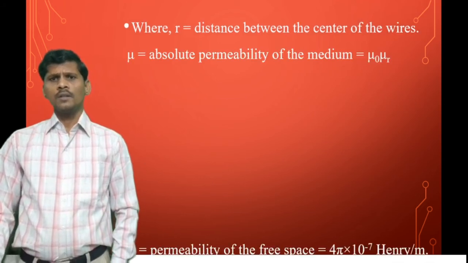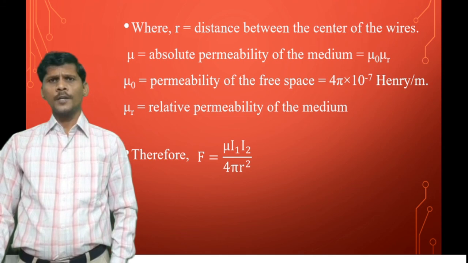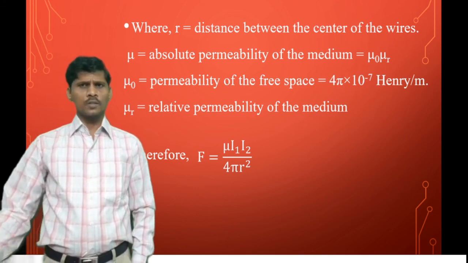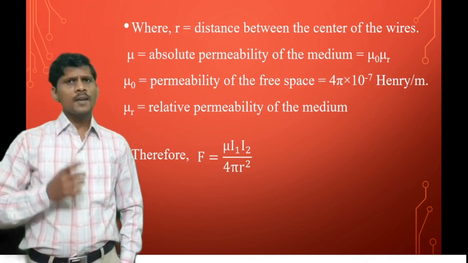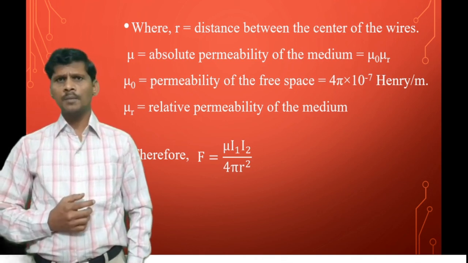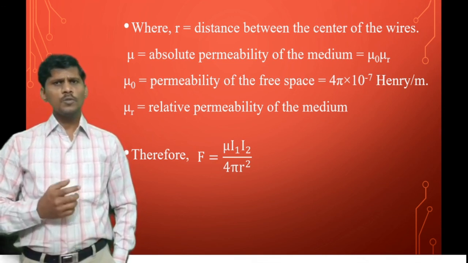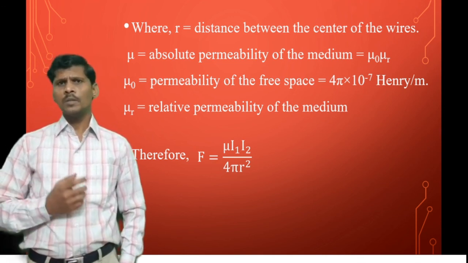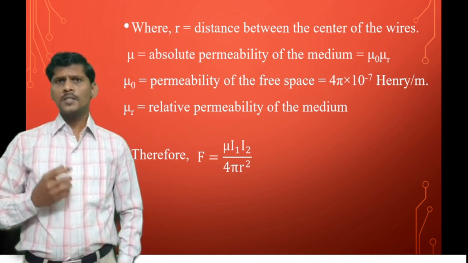Substituting the K value into the above equation, F is equal to mu I1 I2 by 4 pi r square, where r is the distance between the two wires, mu is the absolute permeability of the medium, mu naught is the permeability of free space, and mu r is the relative permeability of the medium. So this is Ampere's force law.